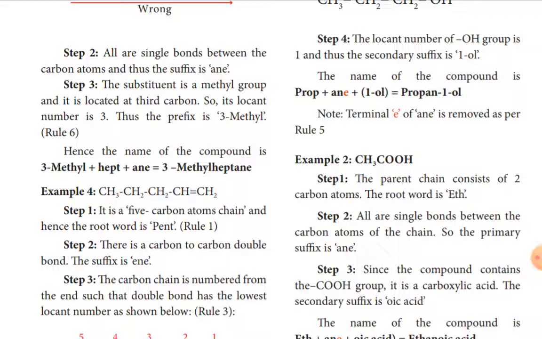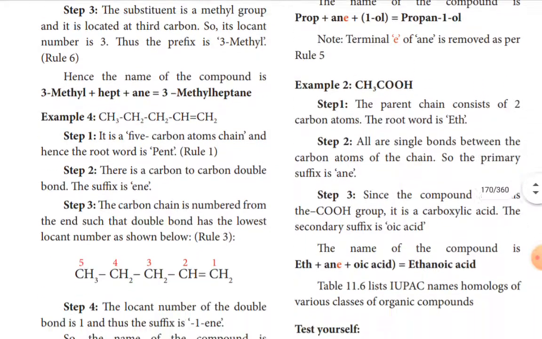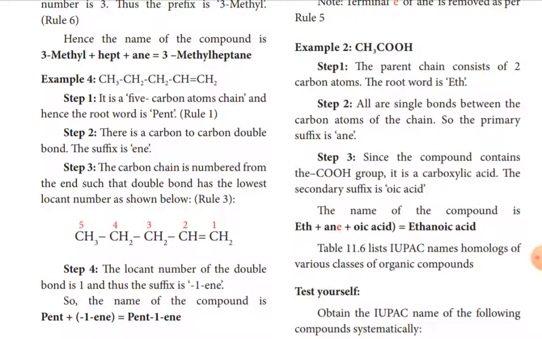The carbon chain is numbered from the end such that the double bond gets the lowest possible number. So we have to start giving the numbers to the carbon atoms from the right hand side, then only the carbon having the double bond will get the lowest possible locant number. So from the right hand side we give numbers: 1, 2, 3, 4, 5. Then that carbon containing the double bond gets the lowest possible number, 1. With the first carbon, the double bond is attached.